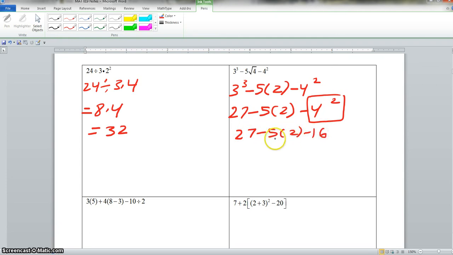Now we have multiplication. We have subtraction, multiplication, and subtraction. We do the multiplication. So we have 27, and minus 5 times 2 would give us minus 10. And we bring down our minus 16. 27 minus 10 is 17, minus 16 will give us 1.